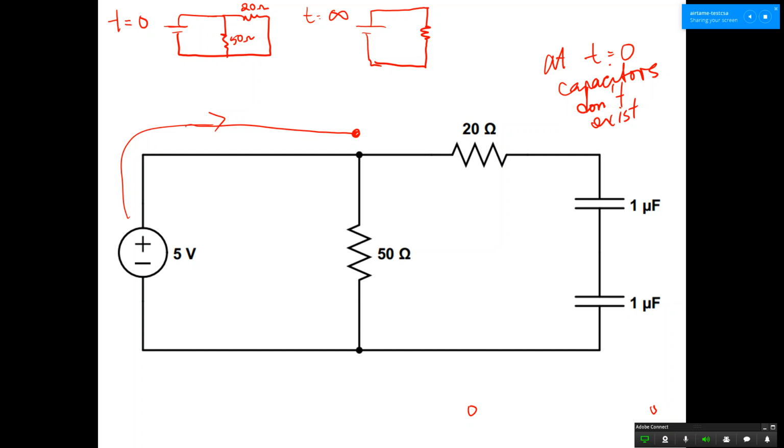So I'm going to write that here: at t equal to infinity, no current through the capacitor. Can you guys try to rationalize a reason why there is no current through the capacitor?